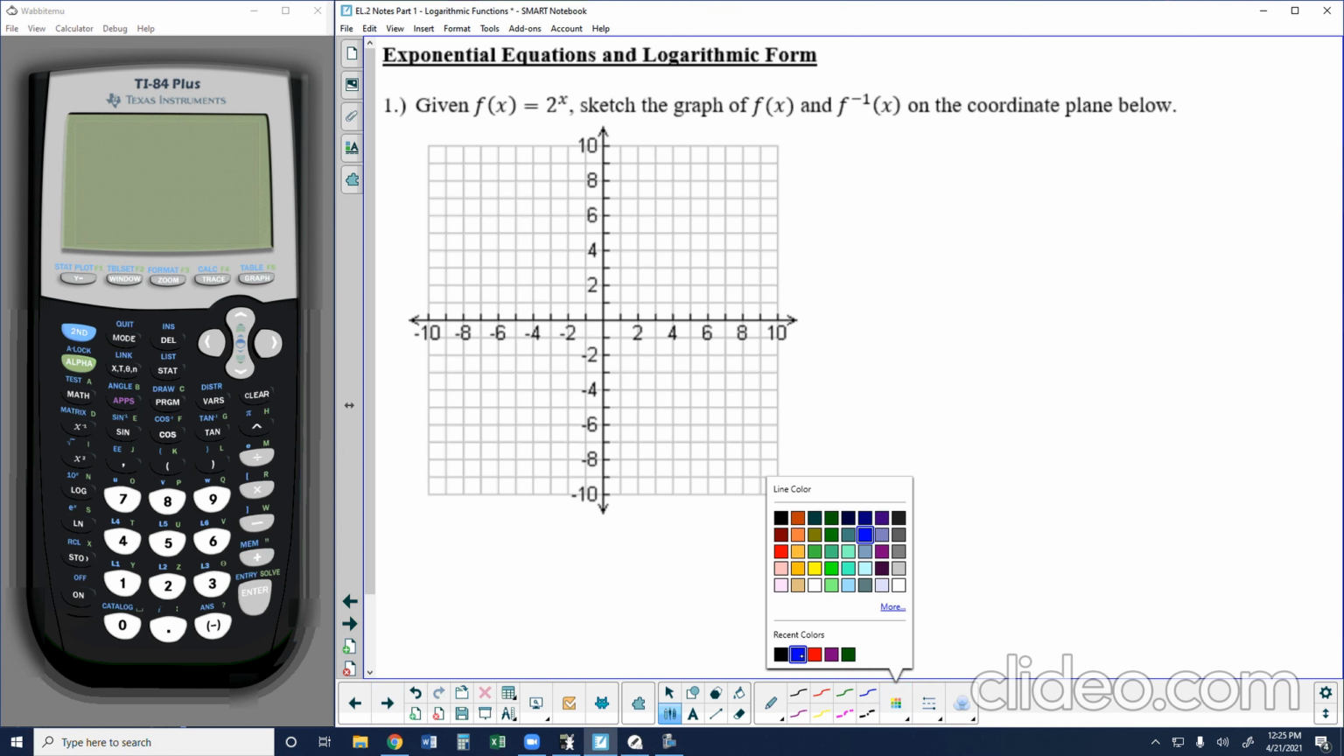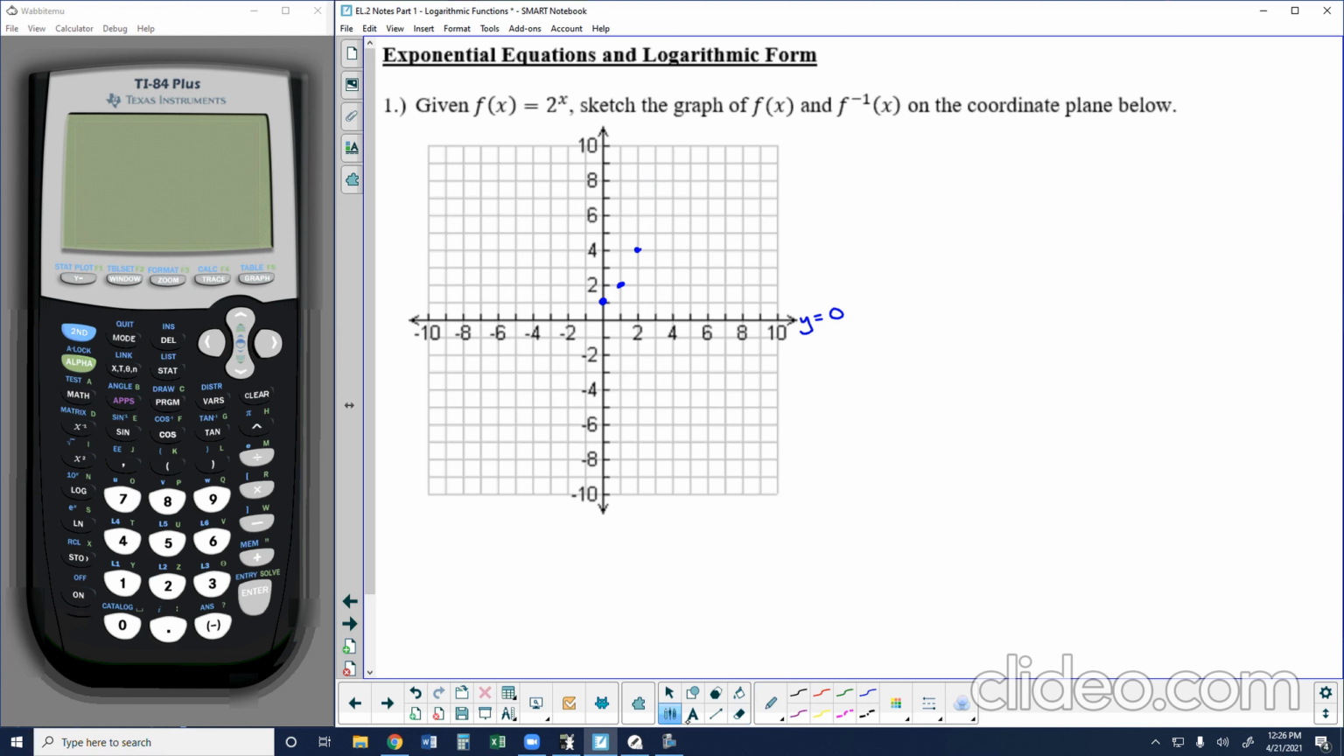If I'm going to sketch f of x, it's going to have a horizontal asymptote. So this is y equals 2 to the x power. It's going to have a horizontal asymptote at y equals 0. There are no transformations, so its initial point would be at 0, 1. If I move to the right, it would be 2 to the first power above the asymptote. If I move to the right again, it'd be 2 to the second power above the asymptote. If I move to the right again, it would be 2 to the third power above the asymptote.